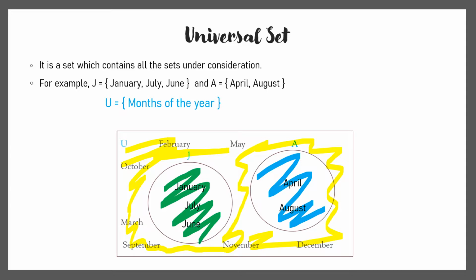Here January, July and June, and here April and August. So if they were overlapping sets, then they would have here a common place just like we did before. So I hope the universal set is clear now and all the types are clear now.